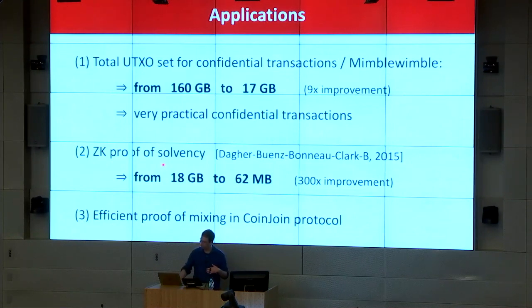This is a previous result of ours from 2 years ago. At that time, we were using Sigma protocols, so our proofs were fairly large, about 18 gigabytes. Using bulletproofs, the solvency proofs now drop to 62 megabytes. So this is a dramatic improvement in solvency proofs as well.